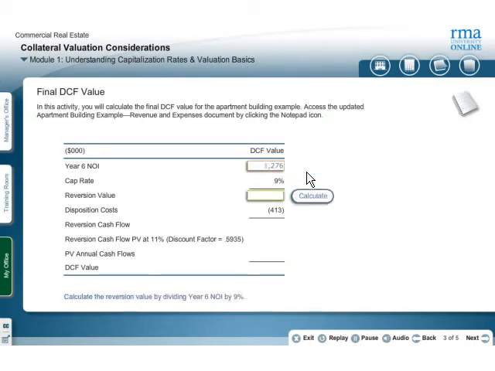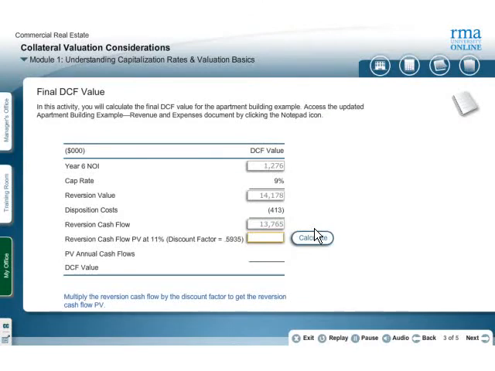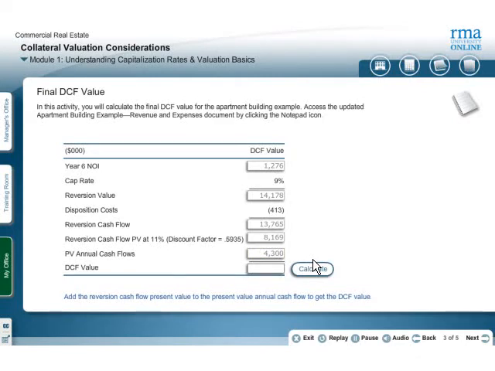Now calculate the reversion value by dividing year 6 NOI by 9%. Next, subtract the disposition cost from the reversion value to get the reversion cash flow. Now, multiply the reversion cash flow by the discount factor to get the reversion cash flow PV. The discount factor has been calculated to be 0.5935. Enter the value of the cumulative total of PV cash flow up through year 5. Finally, add the reversion cash flow present value to the present value annual cash flow to get the DCF value.